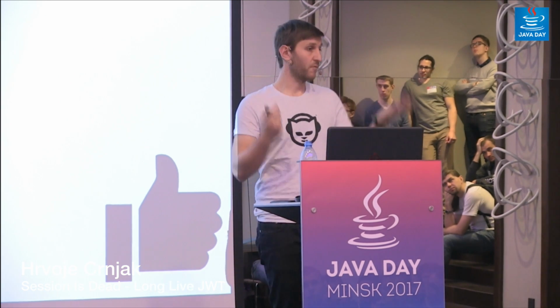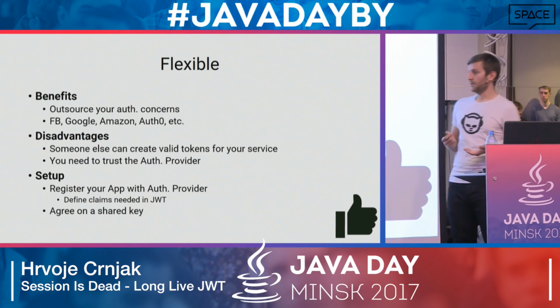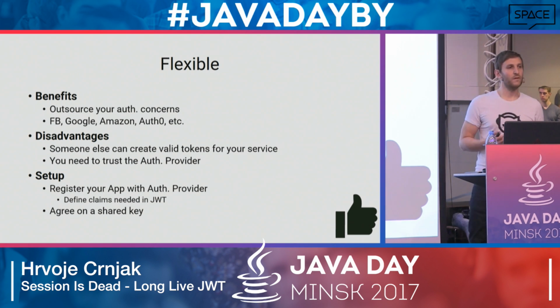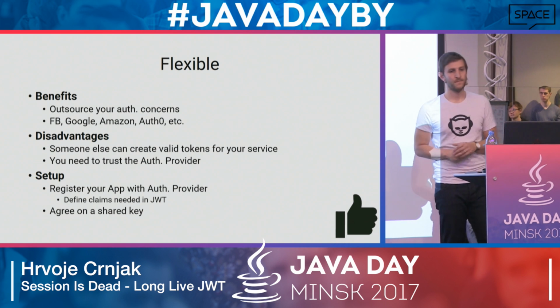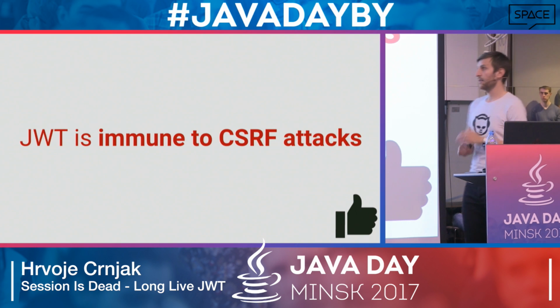But of course, this comes with a price, and the price being that someone else can create valid tokens for your service. But if you trust them, I mean, if you trust Google, Facebook, or whoever, then actually the setup is quite easy. All you need to do is register your app with the authentication provider, define a set of claims that each JWT needs to have, and agree on a shared key. Now, this shared key will be used by the authentication provider to sign the tokens, and by you to validate those signatures.